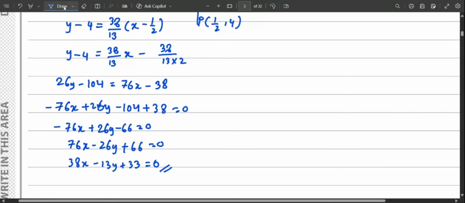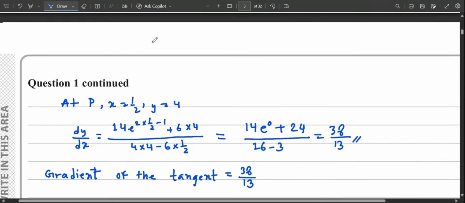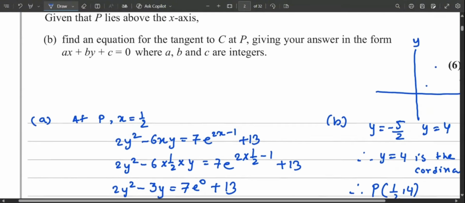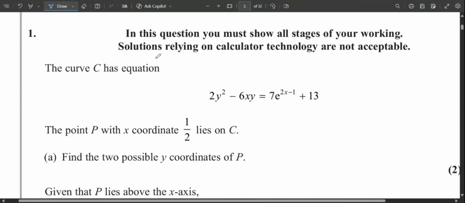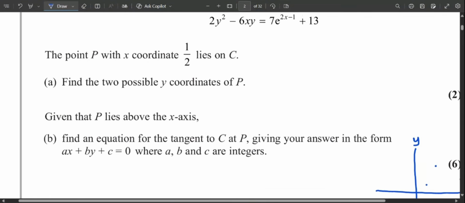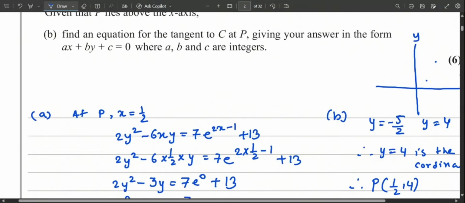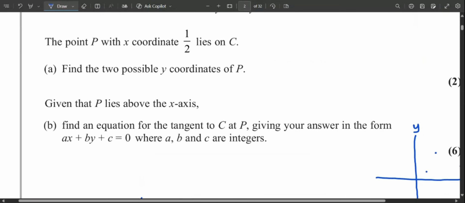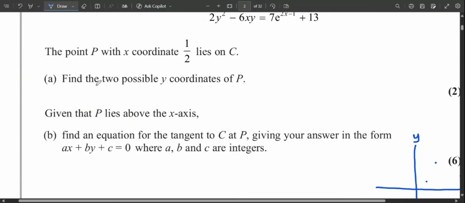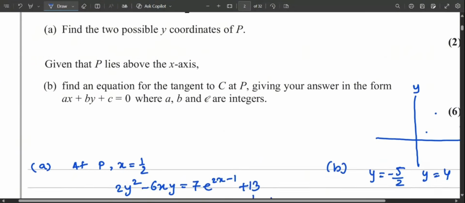And this concludes our question number B. This was our question number 1. In part A, we had to calculate the possible coordinates for y.